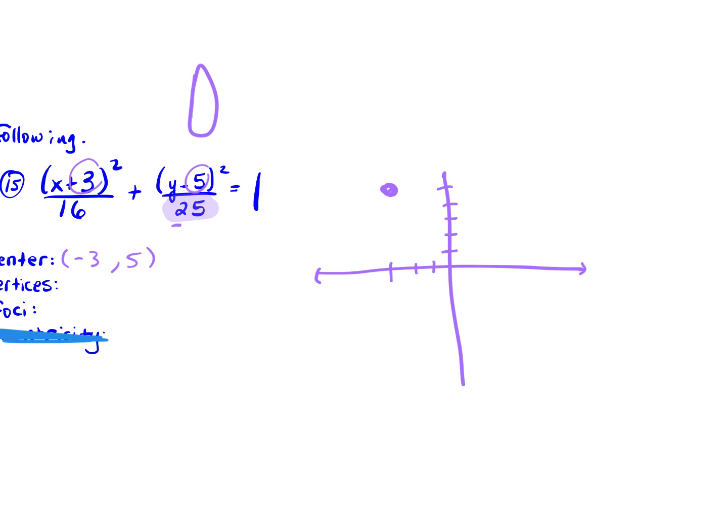So 25 is our A because the bigger number is always your A. So A squared is 25. What's A equal to? 5. So that means we're going to go in which direction? Up and down. So we go up 5 and down 5.